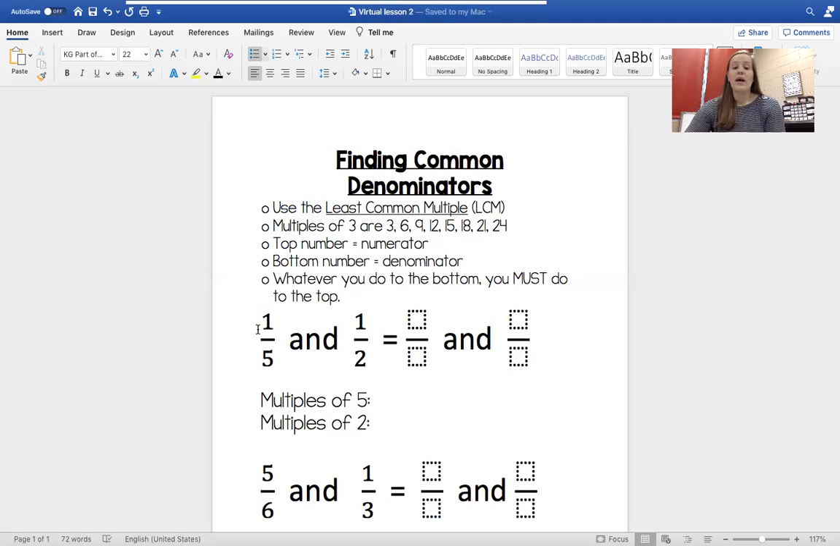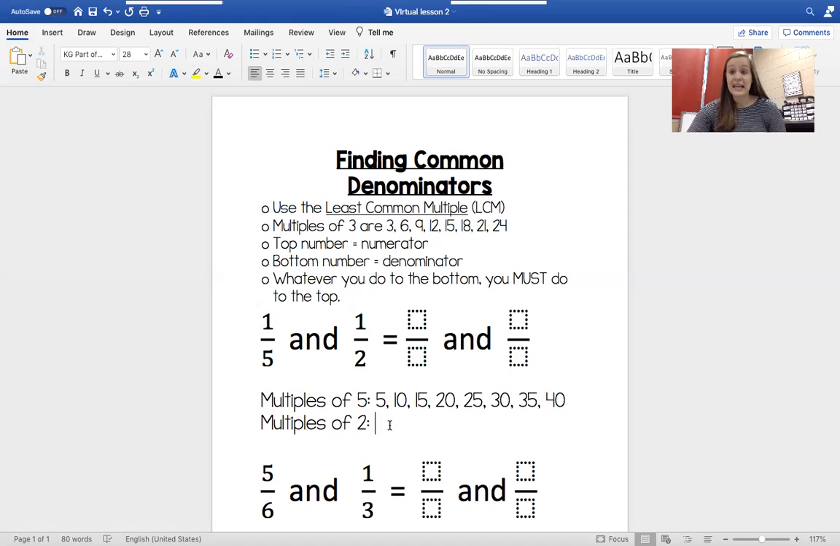We have 1/5 and 1/2. And in order to find common denominators, we're going to look at both denominators. We have 5 and 2, and we're going to list the multiples of those denominators. So the multiples of 5 are 5, 10, 15, 20, 25, 30, 35, 40. I'm going to stop there. We'll keep going if we need to.